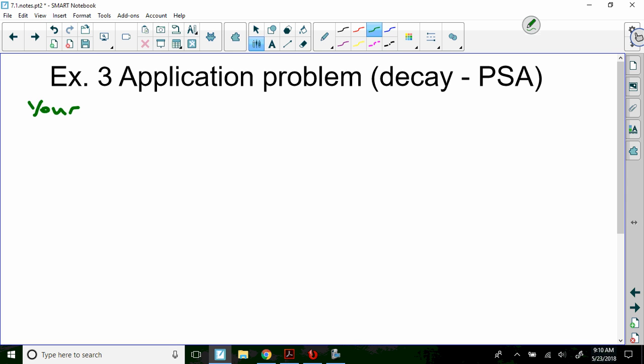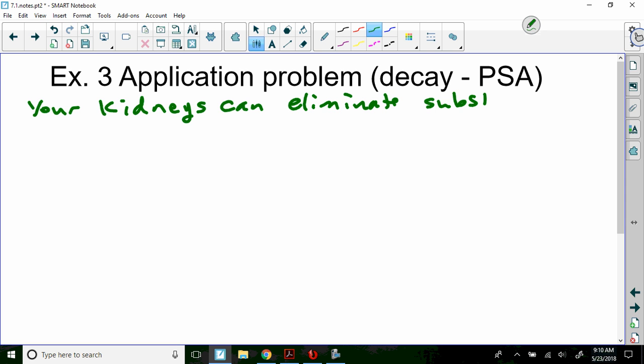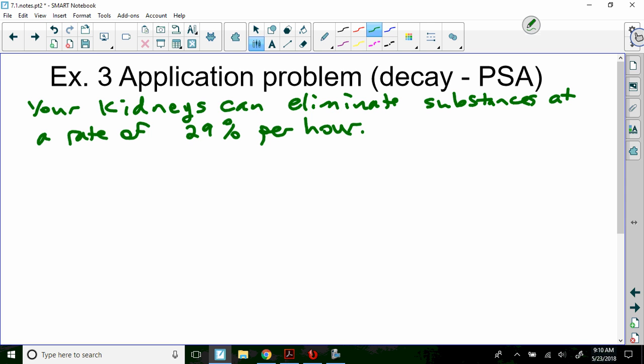Your kidneys can eliminate substances at a rate of 29% per hour. Your kidneys are very good at what they do. And so you should be good to them. But anyway, that's another story.